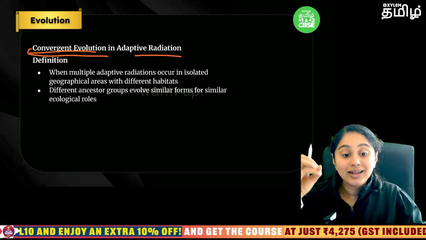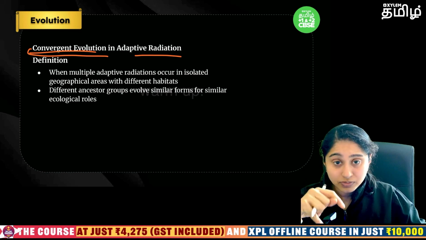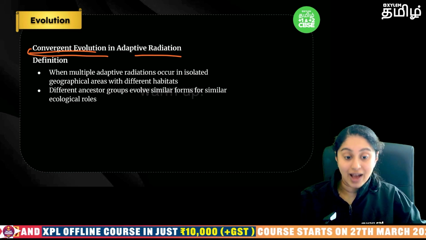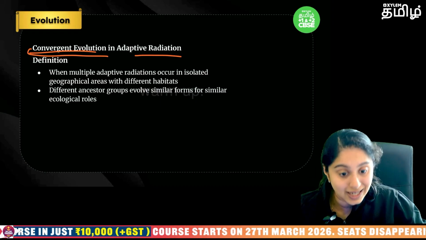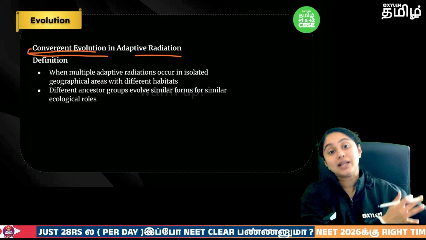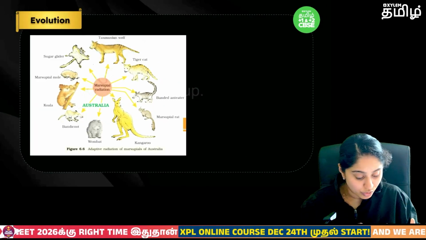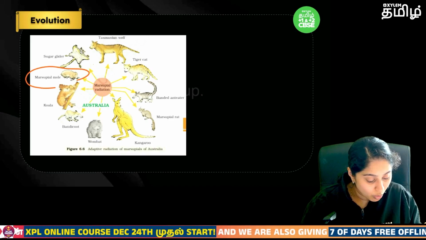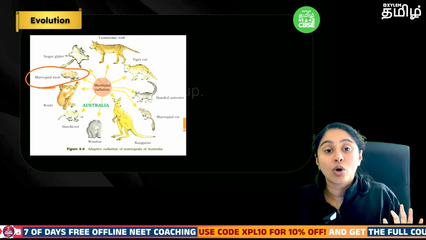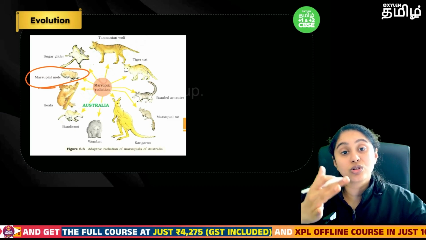It means when multiple adaptive radiations, like the finches one I was talking about, have happened in a particular geographical area, they are similar to the organisms in other places in similar ecological roles. For example, if you look at a marsupial mole and a normal placental mole, whatever habitat a normal placental mole lives in, the same habitat a marsupial mole also lives in, but where?